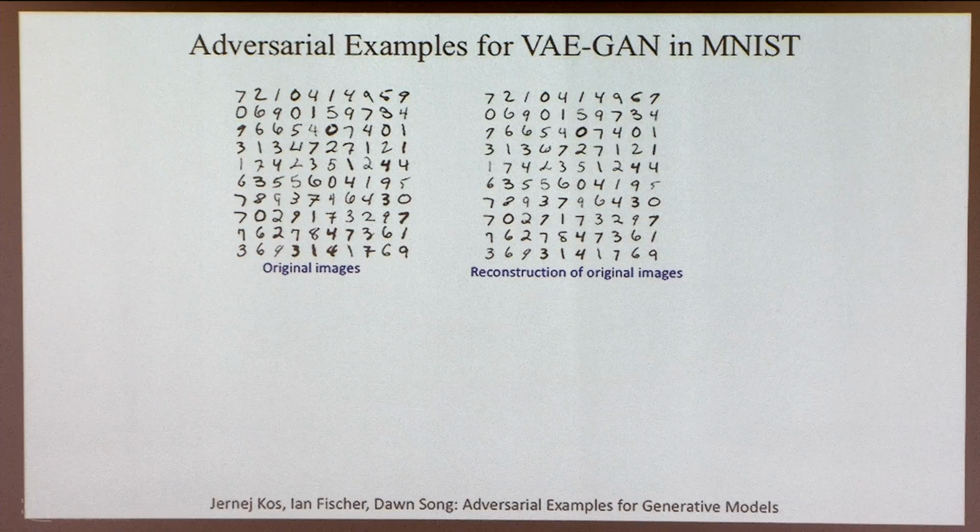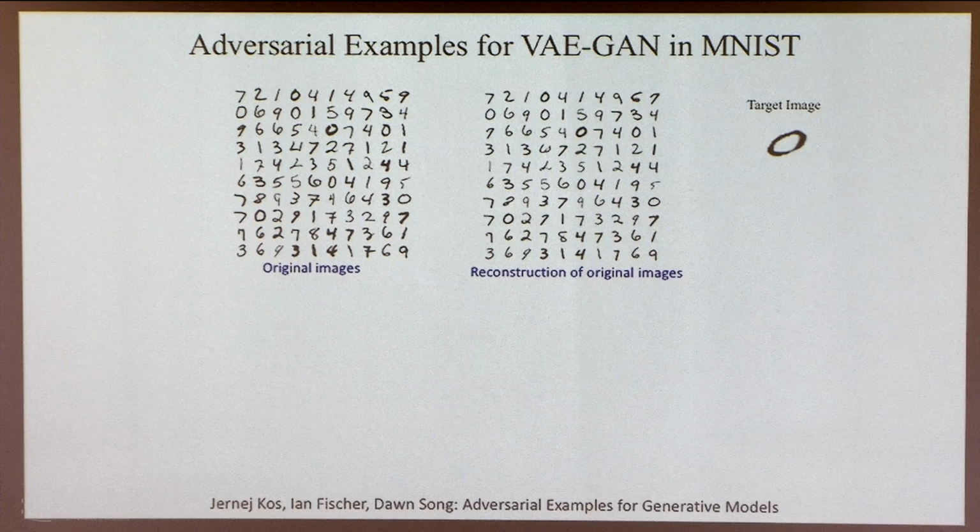So now let's look at how effective these adversary examples can be for these generative models. Here's an example for the MNIST dataset. In the upper left corner are the original images, and in the upper right corner are the reconstructions of the original images. As you can see, these reconstructions actually look pretty good. So the generative model is doing its job.